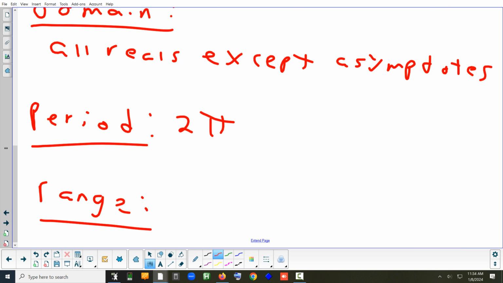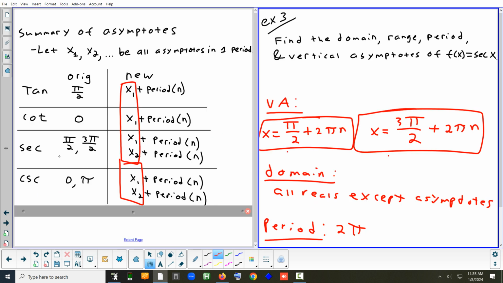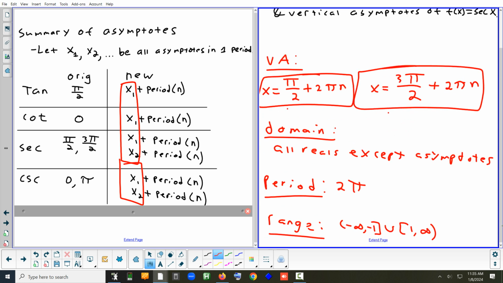as an interval. So negative infinity up to, and you do include negative 1 because it hits it, or 1 to infinity. Any questions on that? That's for secant.